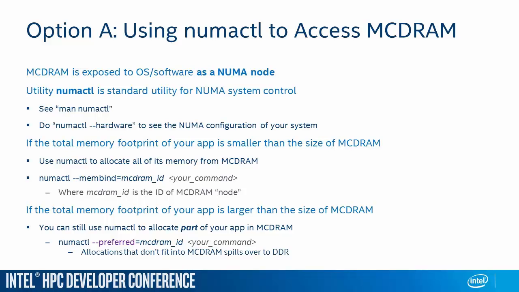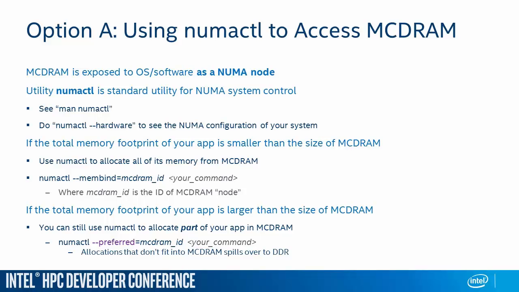Let me repeat the question. The question is, is this similar to the affinitization techniques we use for KNC? And yes, it's exactly the same as any Linux system, really. There's no difference. KNC or Haswell or any other NUMA system behaves the same way in terms of affinitization with numactl. That's the advantage of building on that NUMA technology: really everything is as you'd expect. It's just another NUMA node.